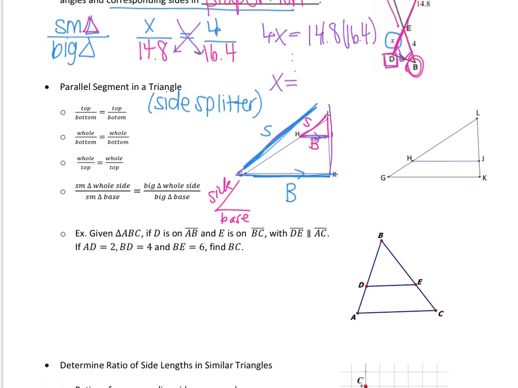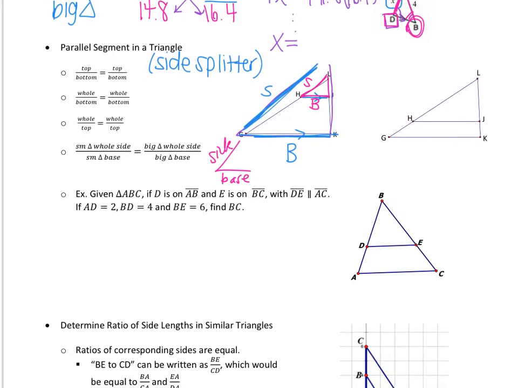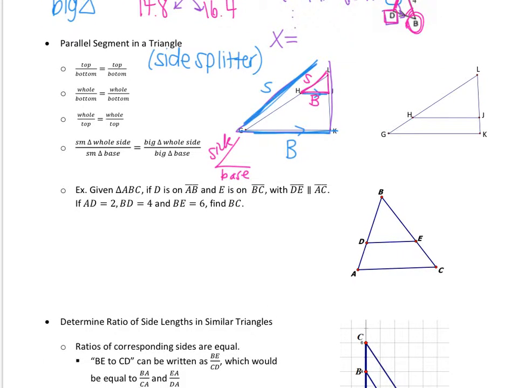The next thing we need to talk about is actually an example. Here we have triangle ABC. D is on AB and E is on BC, with DE parallel to AC. AD is 2, BD is 4, BE is 6. Find the length of BC.